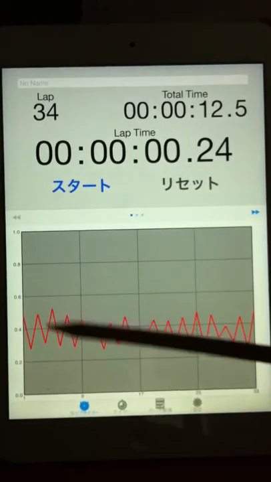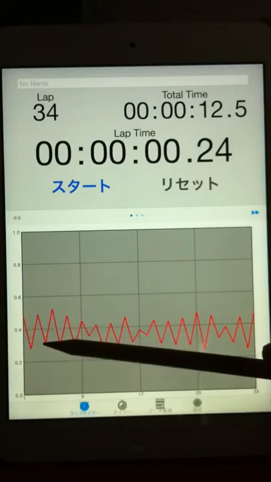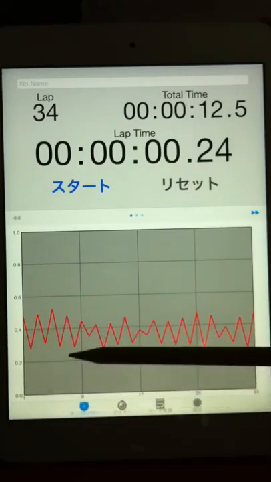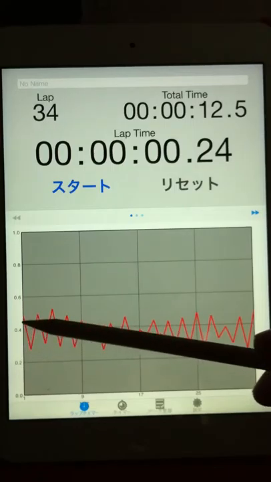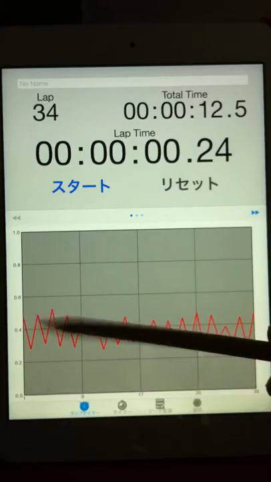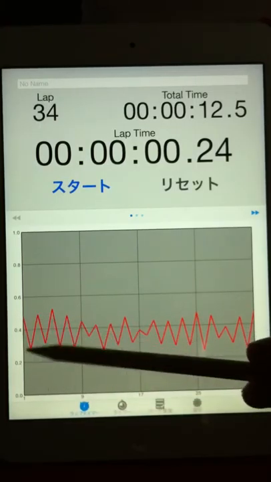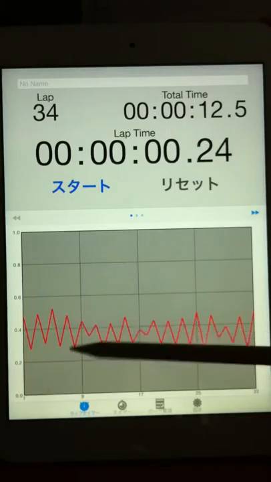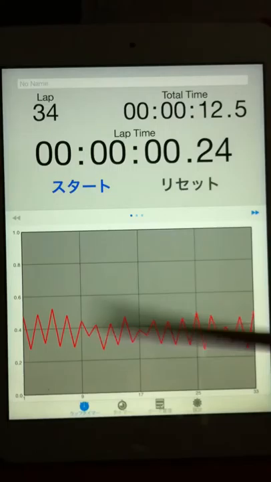Let's see the graph of front and back, front and back. Node, make bounce. It's a strong bounce. Usual bounce. Fat ratio.